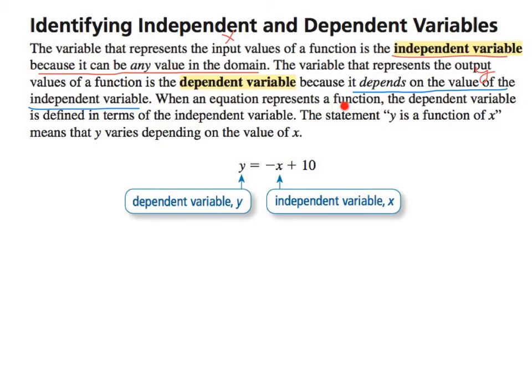So when an equation represents a function, the dependent variable is defined in terms of the independent. So notice this. The dependent variable y is in terms of x, which is the independent variable. The statement y is a function of x means that y varies on what x is. X is independent. I can plug in anything I want. But y depends on whatever x is. That's why y is dependent, x is independent.